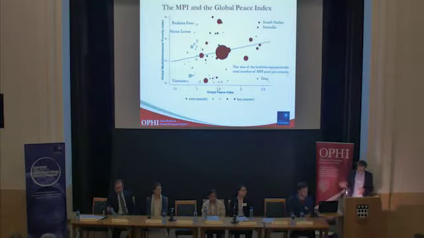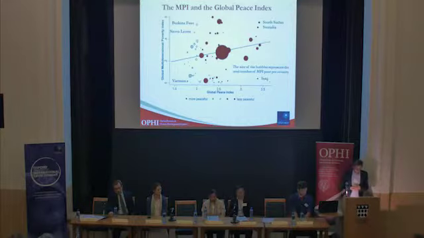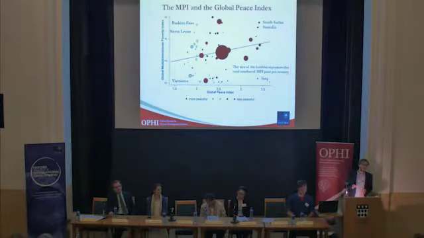So the first group has the most peaceful countries, and the last group the least peaceful countries, according to the GPI. We then compared this categorization to the countries for which we have MPI estimates as well. So the findings, firstly, when looking at the groups, we find that 70% of all multidimensional poor actually live in countries that are the least peaceful countries.